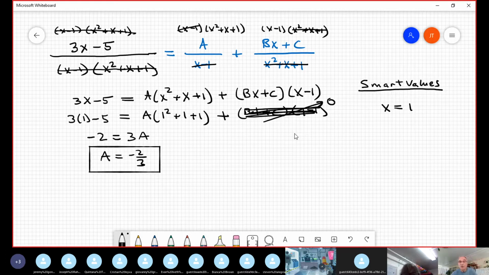Another smart value? No. Yes or no? No. Why no? Because here, the only number that, when you plug it in, gives me 0 is a complex number. I don't want to work with the complex. It's too heavy, too hard. No. Entonces, let's use another value.